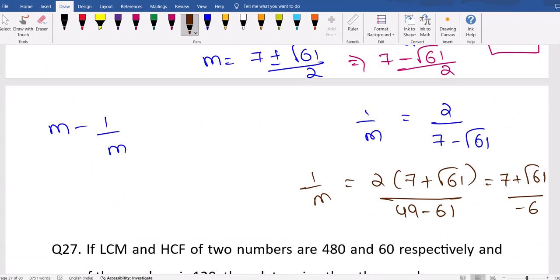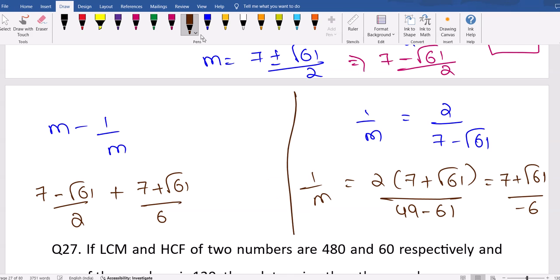This is what 1 by m is. Now m is already 7 minus root 61 divided by 2. Minus 1 by m means this minus will be plus, 7 plus root 61 divided by 6. Taking LCM, we'll get 6 in the denominator. 3 into 7, 21 plus 7, 28. Minus 3 into root 61 plus, so minus 2 root 61.